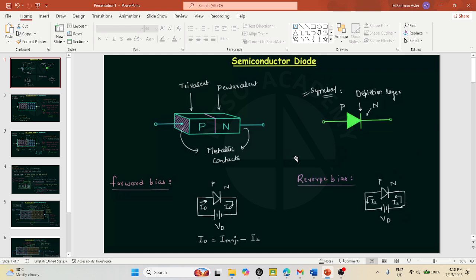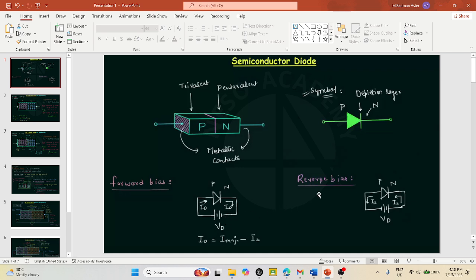There are some various types of biasing of diode. These are no biasing, forward biasing and reverse biasing. In case of no biasing, the diode is not connected to any external biasing source. In case of forward biasing, the P terminal of the diode is connected to the positive terminal of the battery, and N terminal is connected to the negative terminal of the battery.